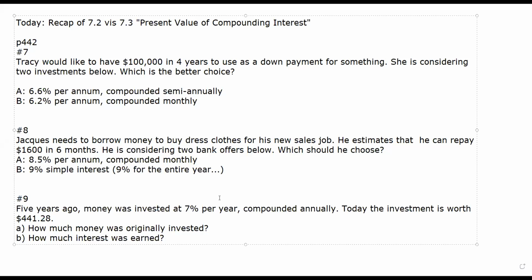Okay, so today's focus is basically the same thing as 7.2. If you didn't get a chance to do some of the homework questions, today is another opportunity for you to do so. If you remember last class, I did four questions on different styles of compound interest, where one question had you find the A value, another the P value, another the R value, and another the T value.